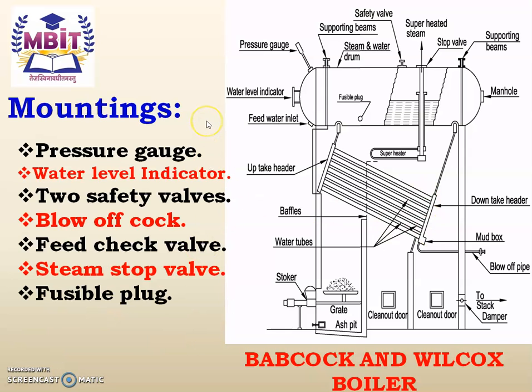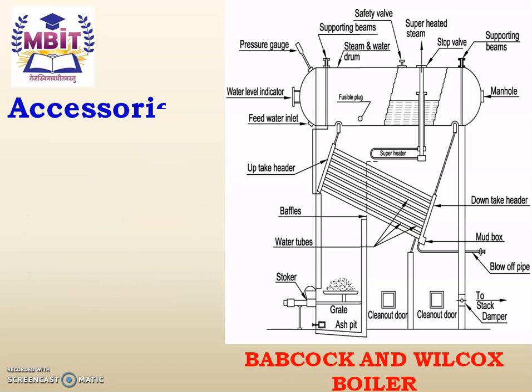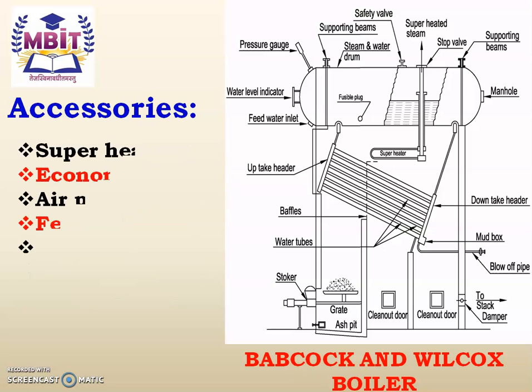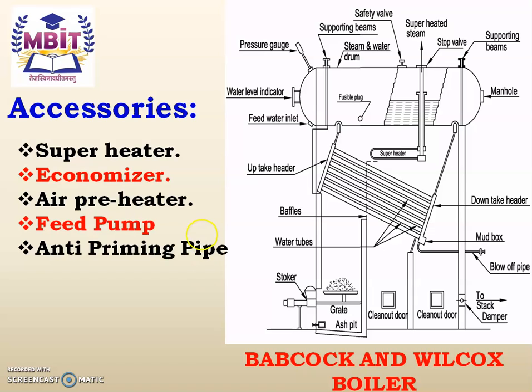The different mountings coupled with the Babcock and Wilcox boiler are pressure gauge, water level indicator, two safety valves, blow-off cock, feed check valve, steam stop valve and fusible plug. Some of the accessories that can be connected with the Babcock and Wilcox boiler are superheater, economizer, air preheater, feed pump and anti-priming pipe.